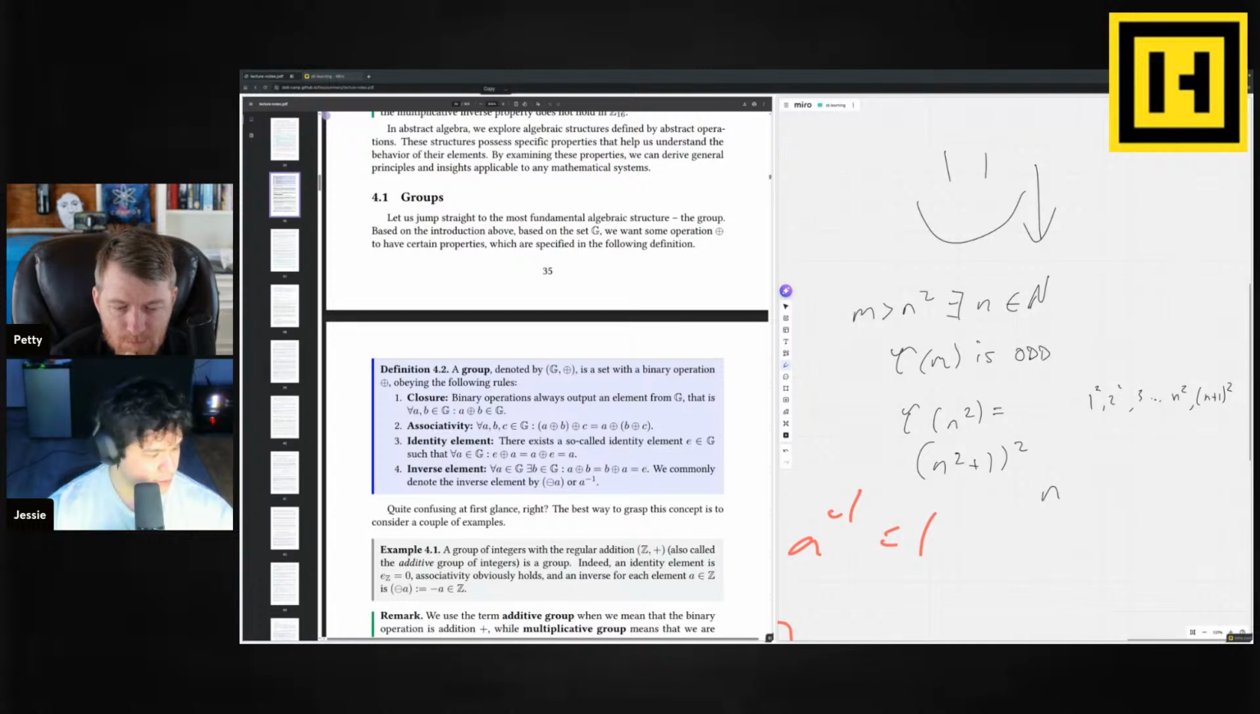4.1 Groups. Let us jump straight to the most fundamental algebraic structure, the group. Based on the introduction above, we saw groups and generators, and generators expand the number set of the group, but you still retain the multiplicative simplification associated with the generator. That's going to be useful.